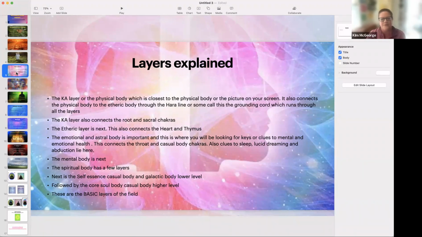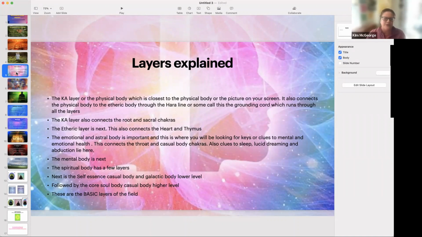But again, you're also going to want to look at the throat and the causal bodies. The colors will also give you clues to sleep, lucid dreaming, and even abduction, which is amazing. Of course, the mental body is next. You guys obviously know what that means. But the spiritual body has a few layers. And what I mean is a few layers within what appears to be one layer, and I might be able to show you in the examples.